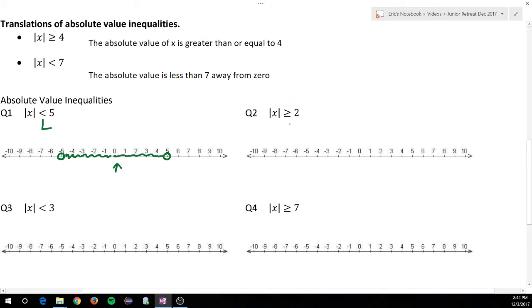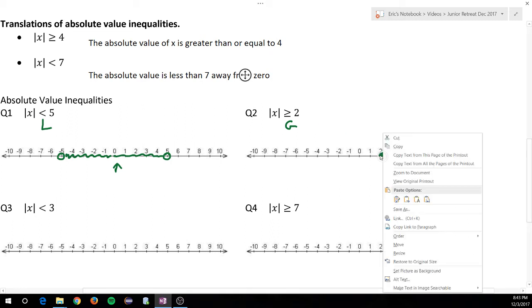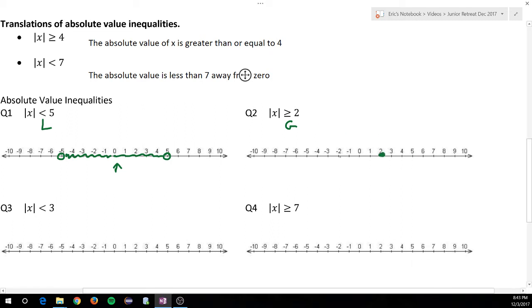However, over here at question 2, we've got a greater than problem. So the absolute value of x has got to be greater than or equal to 2 away from 0. This means 3, 4, 5, 10. That's going to work. However, this time I'm going to put a filled in dot at 2 and a filled in dot at -2. And we're going to shade away. Again, we must be greater than 2 away from 0.